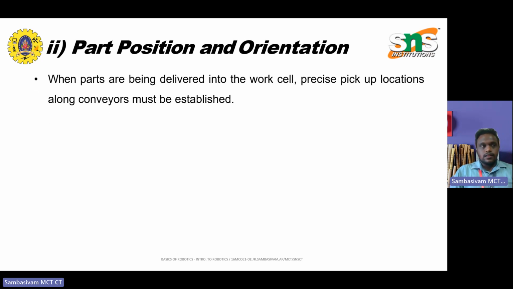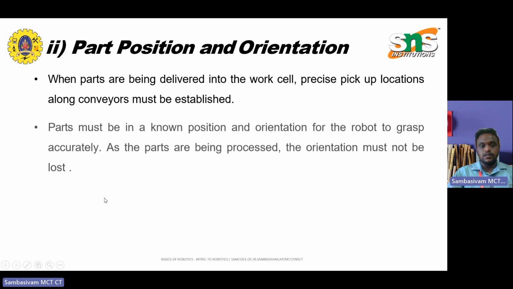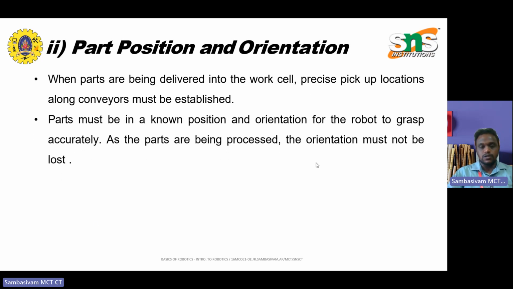The next one is part orientation and position. Normally the robot picks the part from one place and delivers it to another, to a certain place. So the precision and accuracy of the pickup point should be exactly conveyed to the robot. The part must be in a known position, and the orientation for the robot to grasp should be accurate, which means the orientation must not lose its original coordinate. Otherwise the activity is reduced.